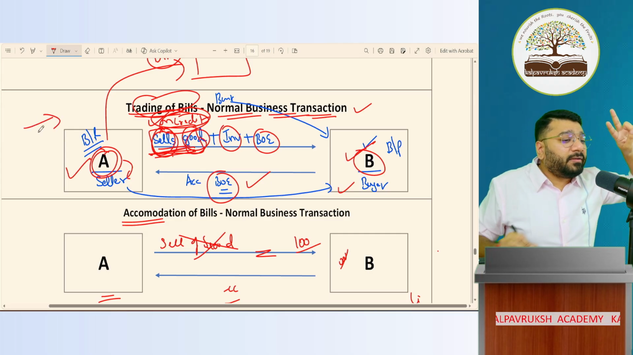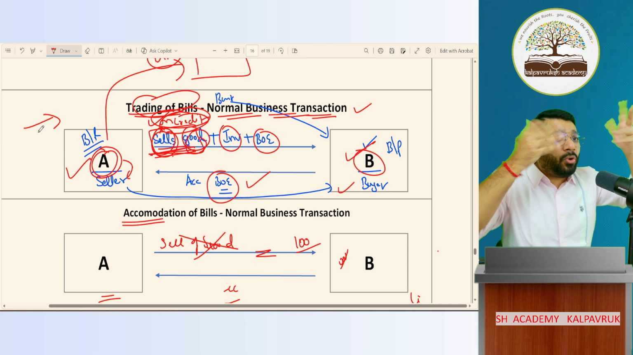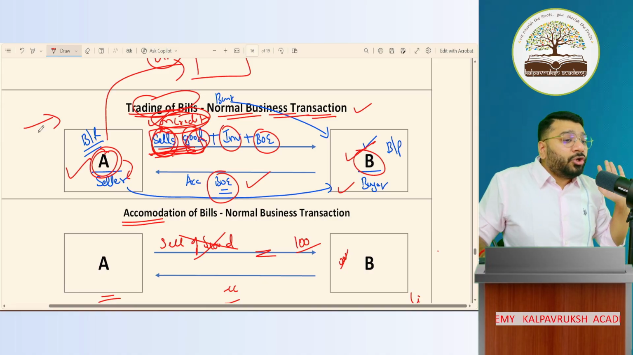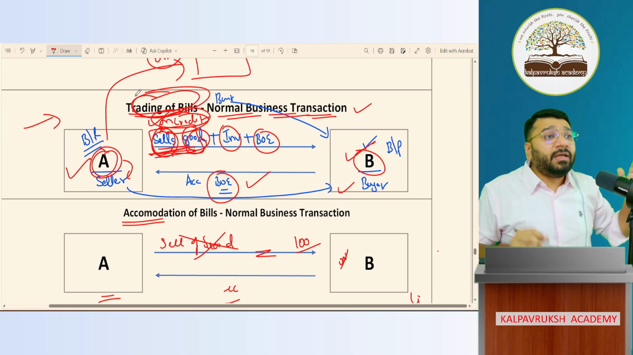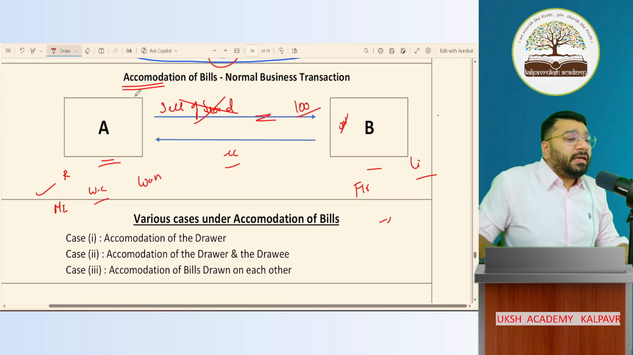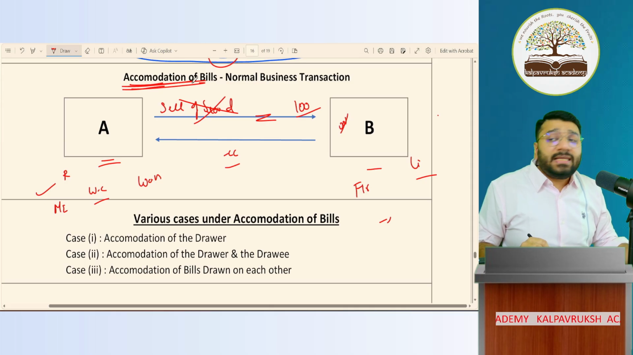Here, the underlying transaction is what? Goods sold on credit. If goods are not sold on credit, there's no question of a bill of exchange getting executed or accepted. Got it, not got it? So here, the concept of trading of bill is what? Genuinely, there is a business transaction between A and B. Whereas in the concept of accommodation of bill, there is no genuine transaction between A and B. There are no goods sold or purchased between A and B.